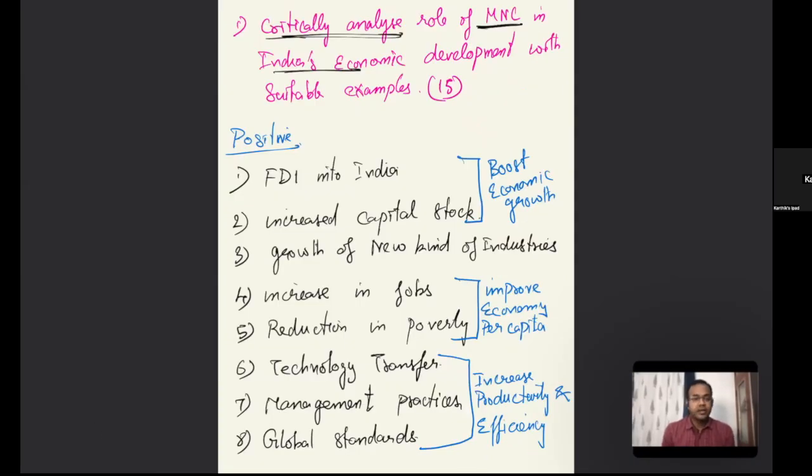Impact of special economic zones. Because of the presence of special economic zones, foreign direct investments and a large amount of investment came to the regions. Capital stock has been increased. New kinds of industries have been brought into it. For example, Kazhakkoottam in Thiruvananthapuram has a special economic zone for animation industries. You can mention it.